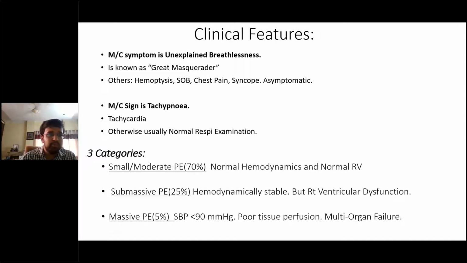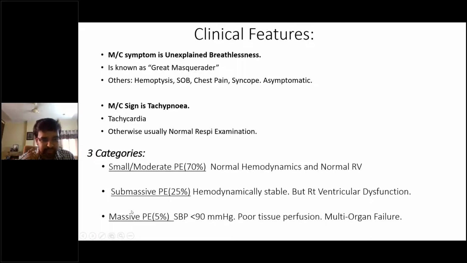The most common sign is tachypnea, that is increased respiratory rate. There is tachycardia. Otherwise, usually the respiratory examination is normal. These findings are basically seen if the embolus is small or moderate. We divide pulmonary embolism into three categories depending on the size of the embolus. 70% of the time, the pulmonary embolism is small or moderate. This will have normal hemodynamics and normal right ventricular function. Or it could be a submassive pulmonary embolism, or a massive pulmonary embolism.